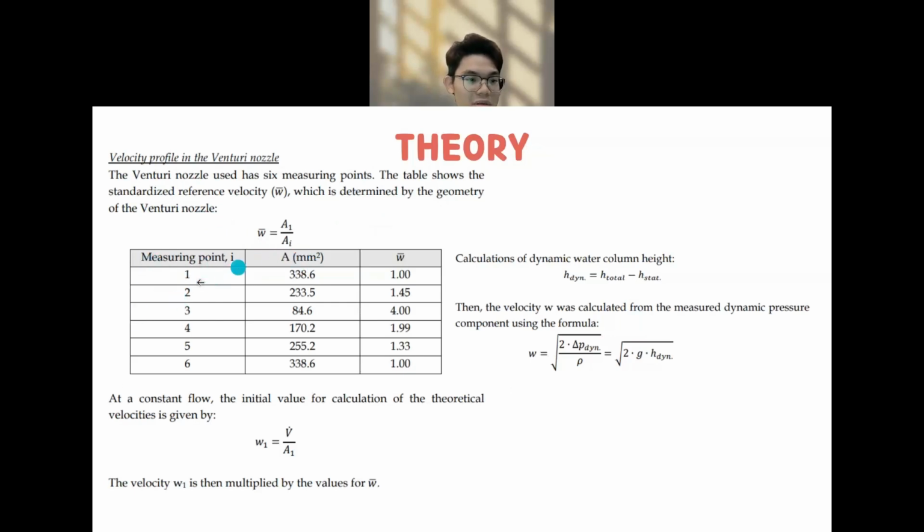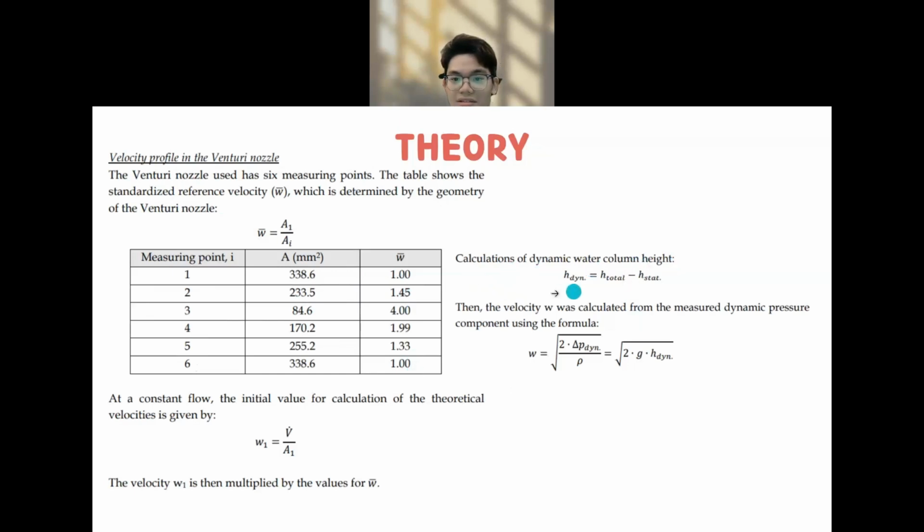According to the table, the measuring points from 1 to 6 have cross-sectional areas from 3038.6 millimeter square to 384.6 millimeter square, and hence the measuring point 338.6 millimeter square, and the W goes from 1 to 4 and back to 1 again.